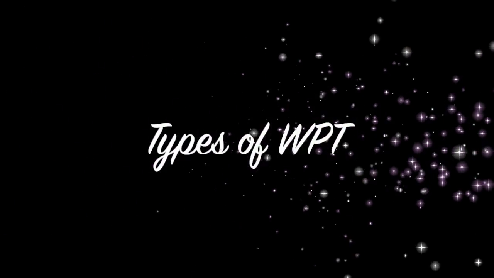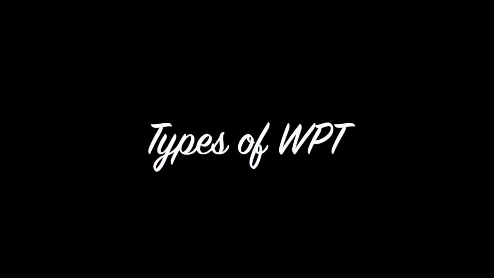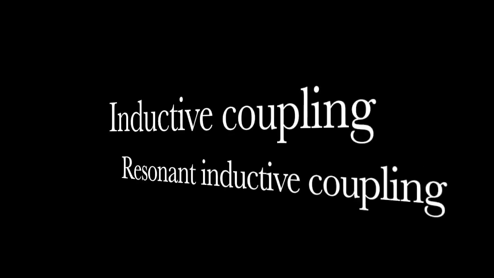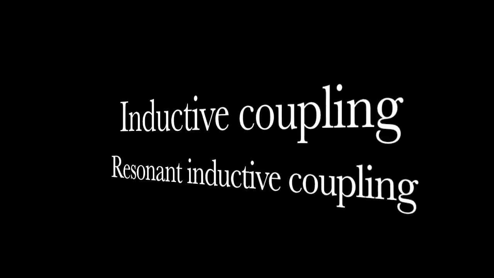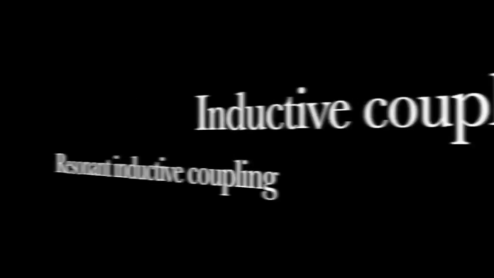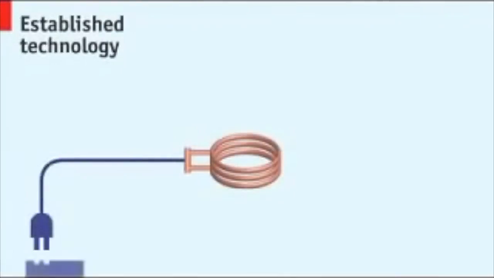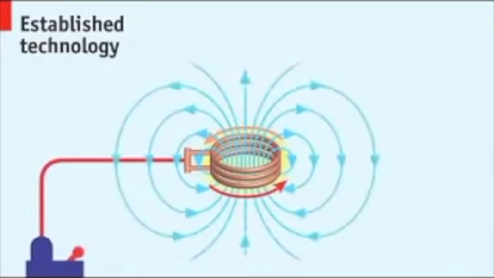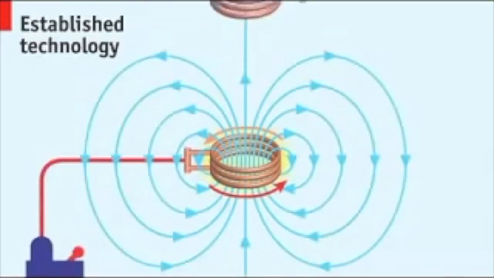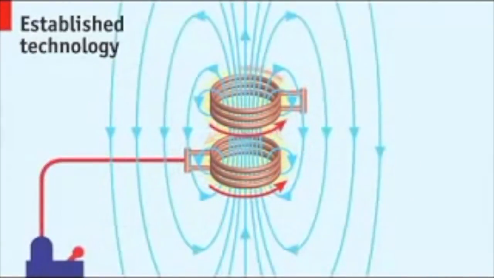Now, we will look at the types of WPT. Basically, WPT consists of inductive coupling as well as resonant inductive coupling. This is how inductive coupling works. Electric current is first applied to a coil of copper wire producing a short range of magnetic field. A second coil is then placed within the magnetic field and electric current will flow through it. The electric power has transferred from one coil to another through magnetic field and what we know as induction.